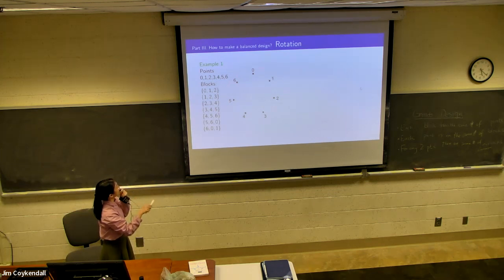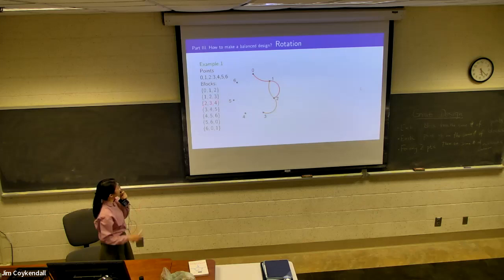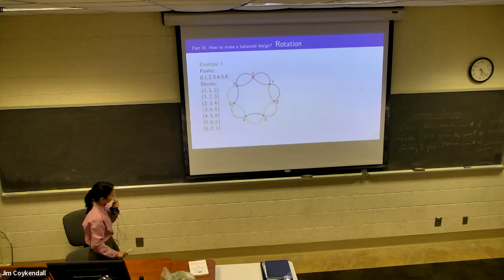I can visualize it in this way. So I get the 7 points, I put them in a circle like this. The first block is 0, 1, 2. Okay, so it will look like this. The second one is 1, 2, 3. And then the next one is 2, 3, 4. This one, 3, 4, 5. 4, 5, 6. 5, 6, 0, and 6, 0, 1.